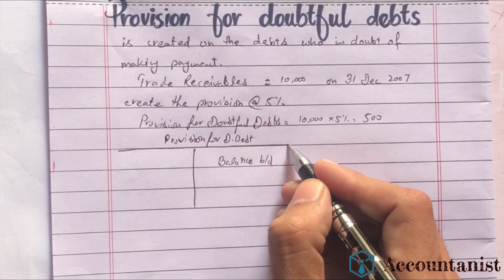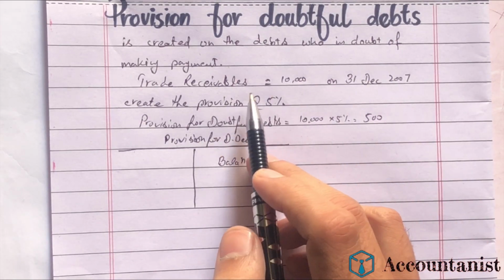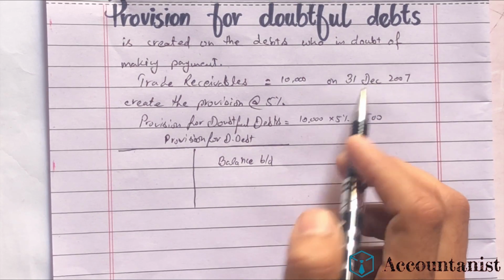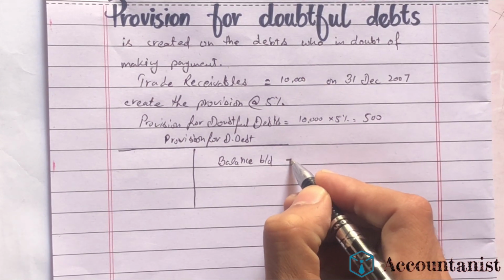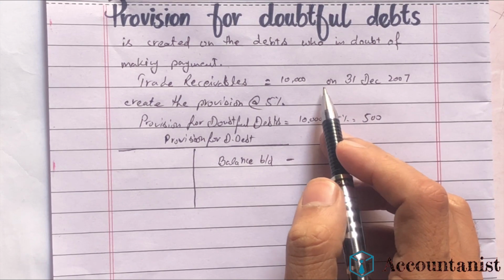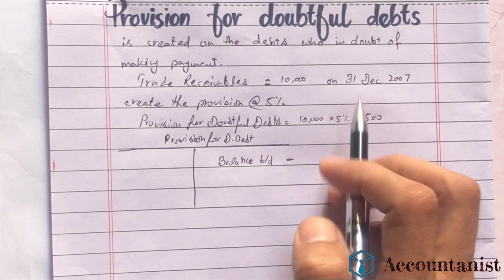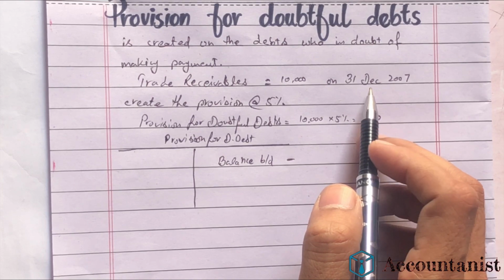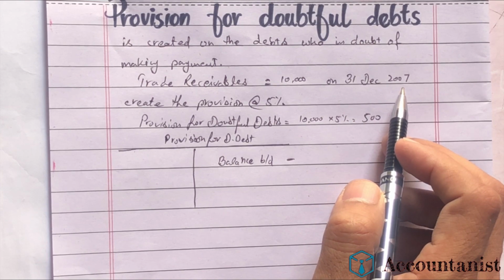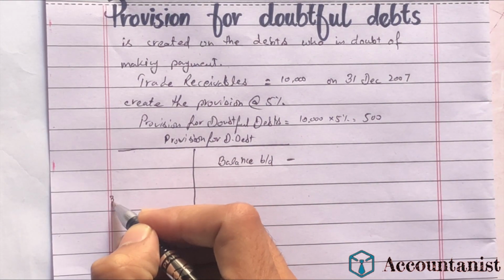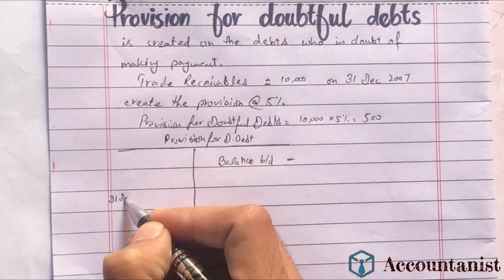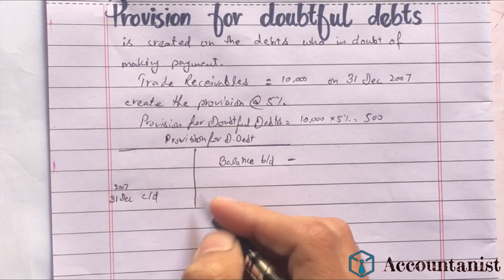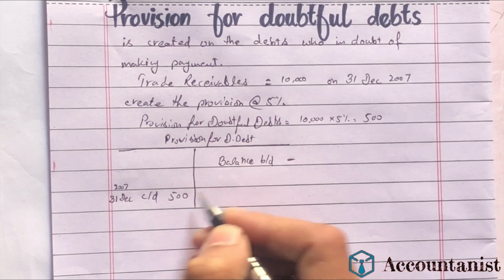In this scenario, as we do not have any opening balance, like the balance from 1st January 2007, nothing will come up here. So always remember in provision questions, whatever provision you calculate on the closing date, like on this date 31st of December 2007, that will be your closing balance. So write down 31st of December 2007 here, and that will be my balance carried down, and it is 500.